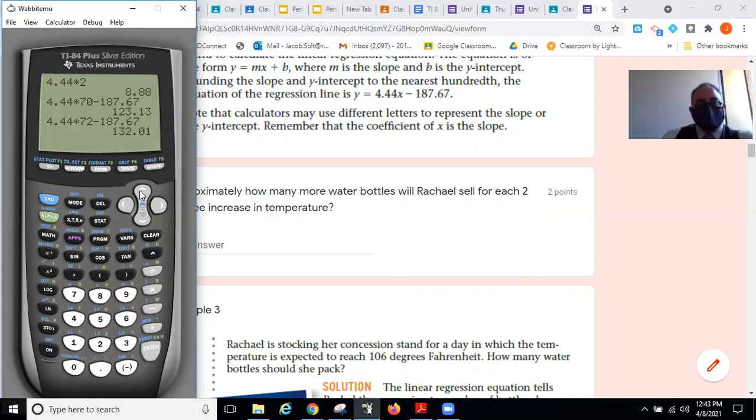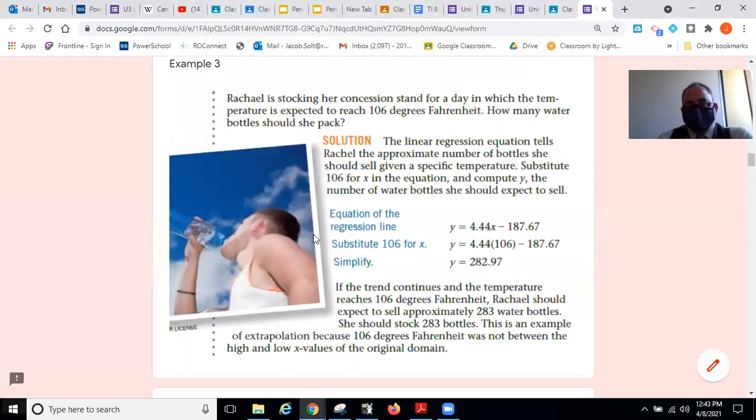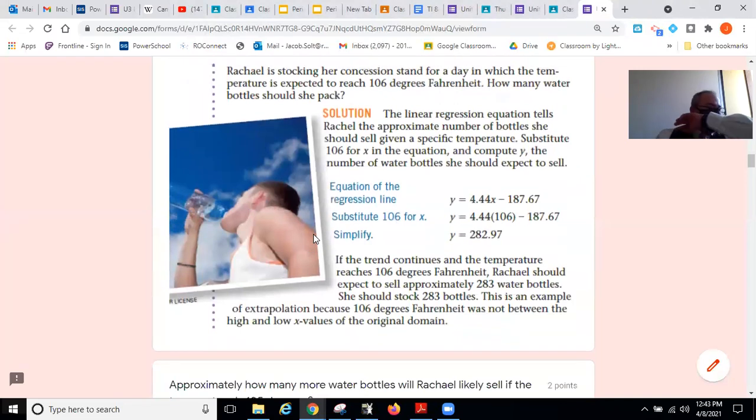Let's see what the difference is between these two numbers. There's that number, minus this number. The temperature went up 2 degrees. It went from 70 to 72. And look at that, 8.88 again. That's exactly how slope works in a linear function, right? If the temperature goes up 2 degrees, then we've added two 4.44s to our output. Okay, now we're going to learn what I just said.